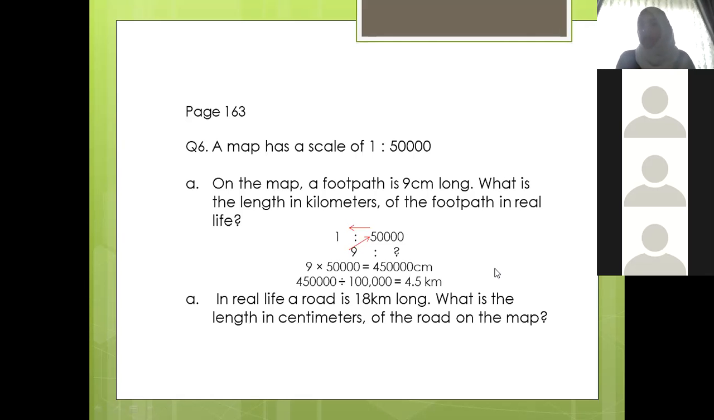In real life, a road is 18 kilometers long. What is the length in centimeters of the road? Who wants to help? What shall I do? They gave us the unit in kilometers and they want us to find it in centimeters, and the scale is in centimeters. Rama, what shall I do? What is the first step?